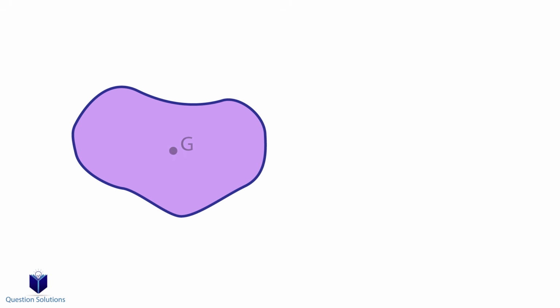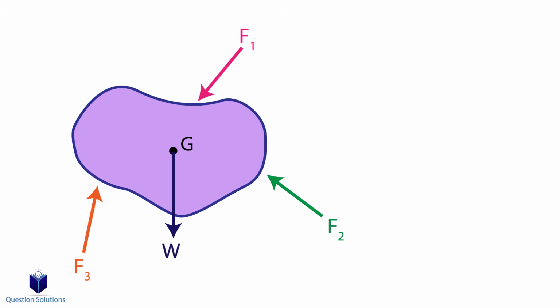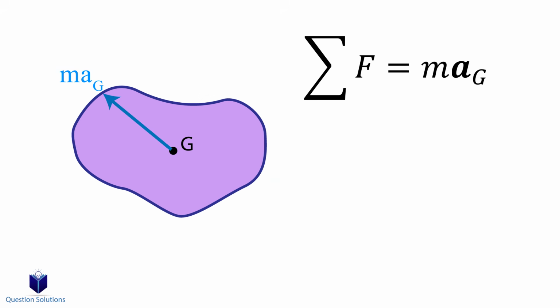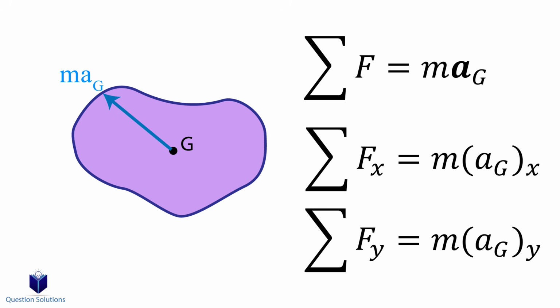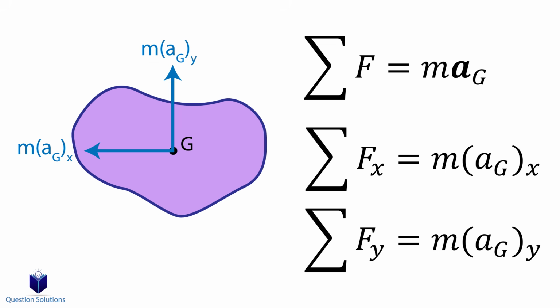If we know where the center of mass is, then we can say that the sum of all the forces acting on this object is equal to the mass of the object times the acceleration of its mass center. For the horizontal forces, we can write it like this, and for vertical forces, it'll be like this. In simple terms, all the forces in the x-axis added together would be equal to the mass of the object multiplied by the acceleration in the horizontal direction at the center of mass. The same goes for forces in the vertical direction.